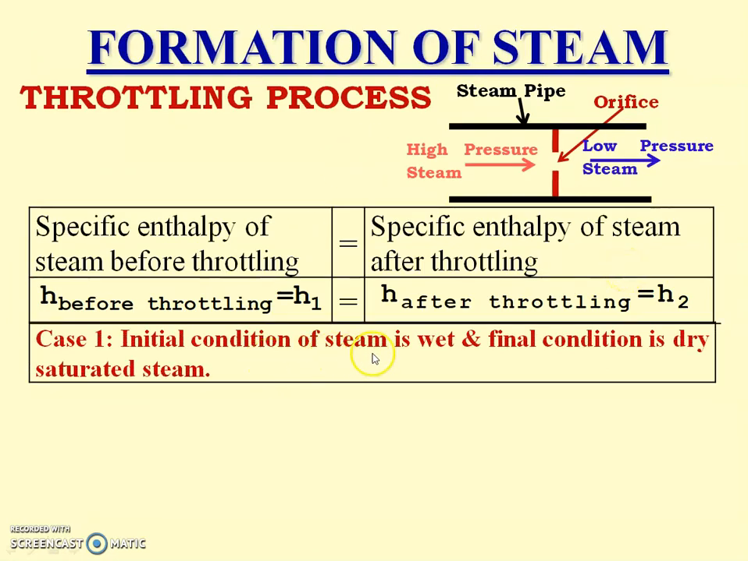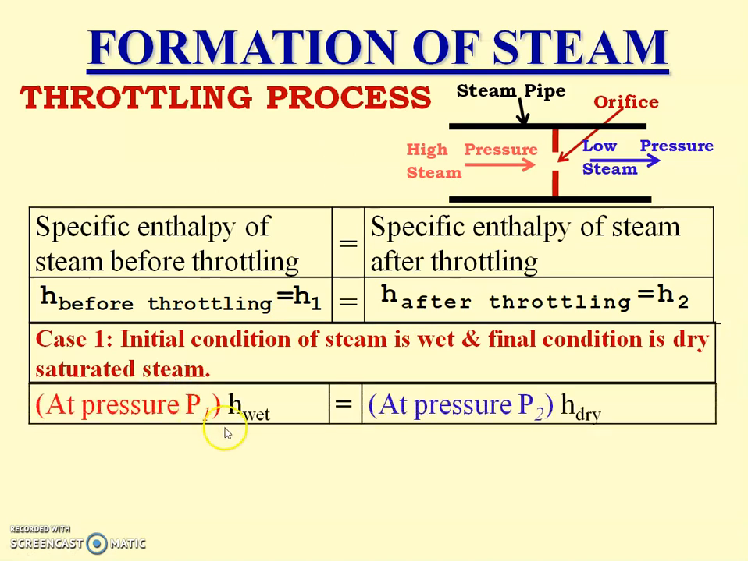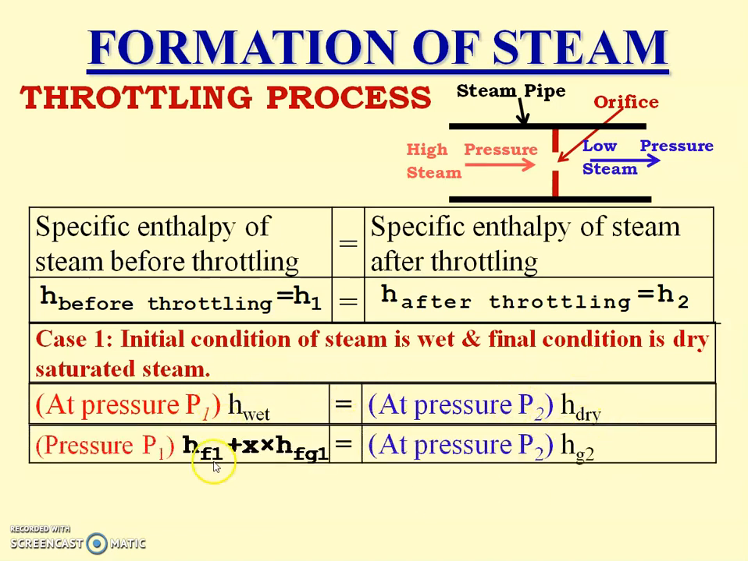So the initial condition of steam is wet, the final is dry steam. In this case, what will happen? Initially pressure is P1, finally pressure is P2. Initially it is wet, finally it is dry. So what is the equation? Hf1 plus x into Hfg1, that is for H wet.